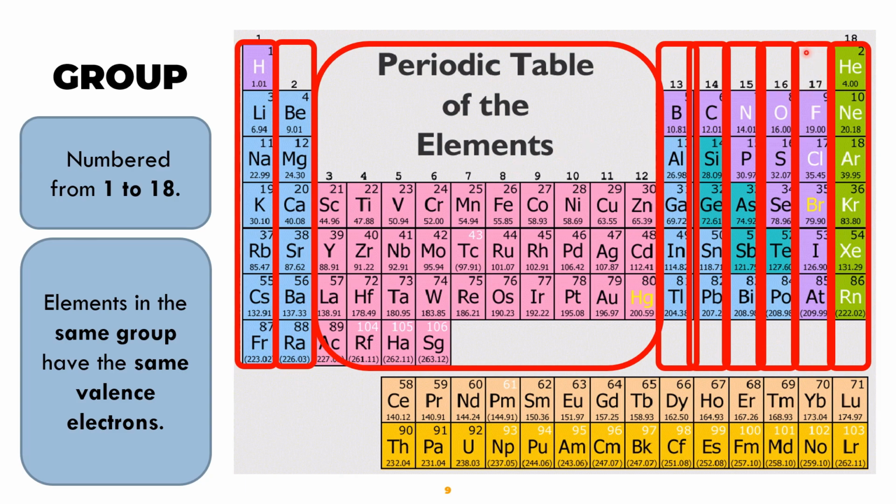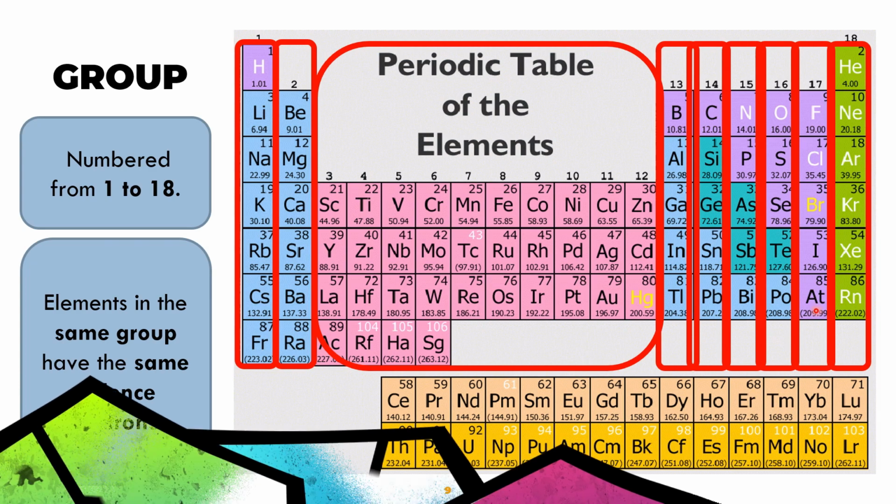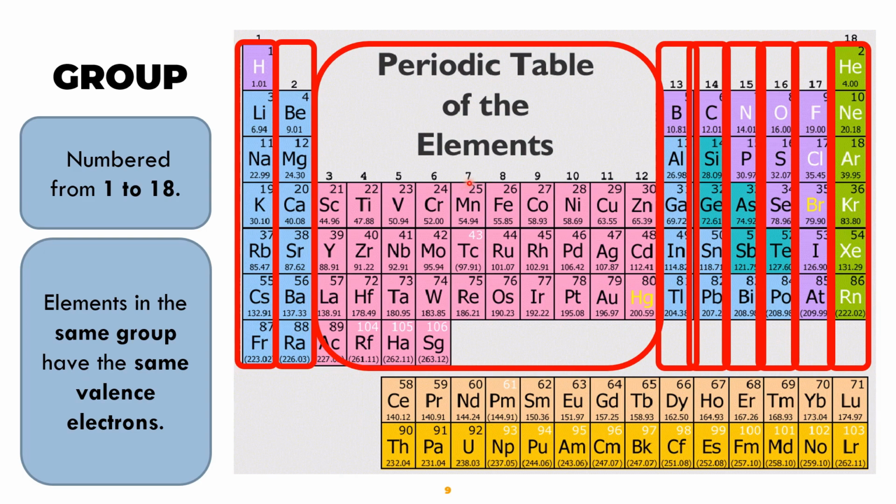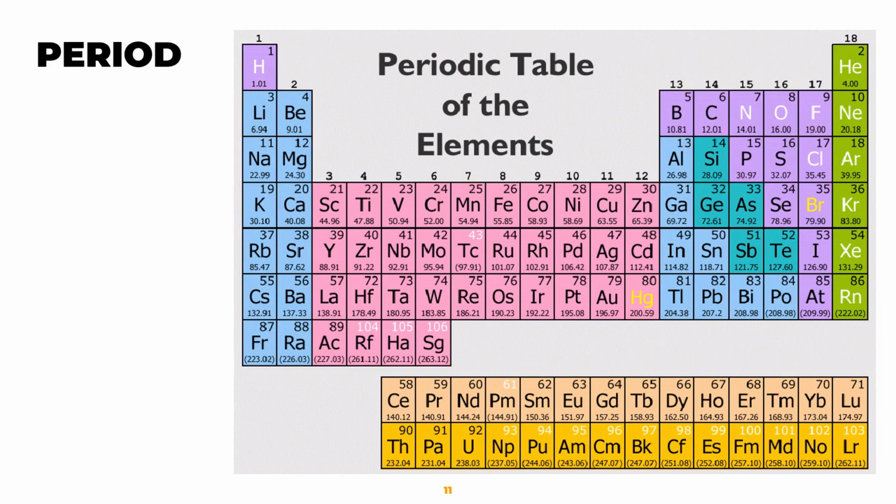And for group 17 here, for the halogen gases, they also have 7 valence electrons. But how do we differentiate the group of these 7 valence electron elements for halogens and transition metals? So, we will discuss this in the next slide.